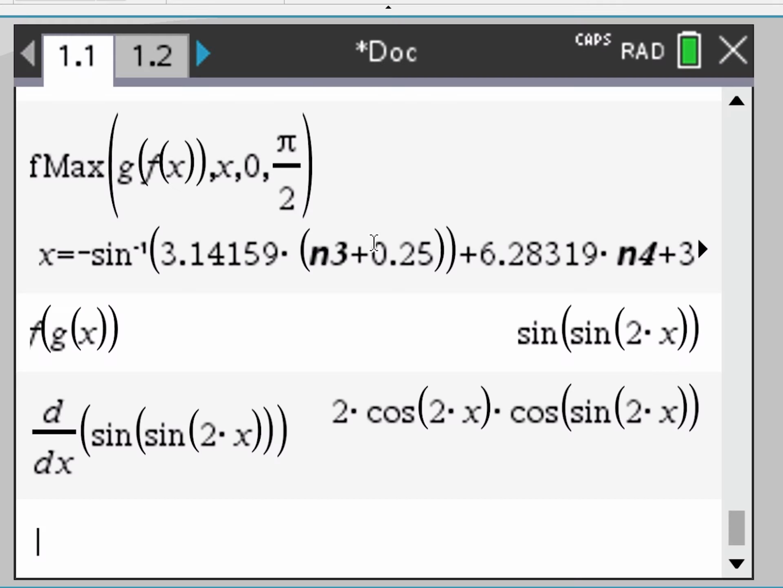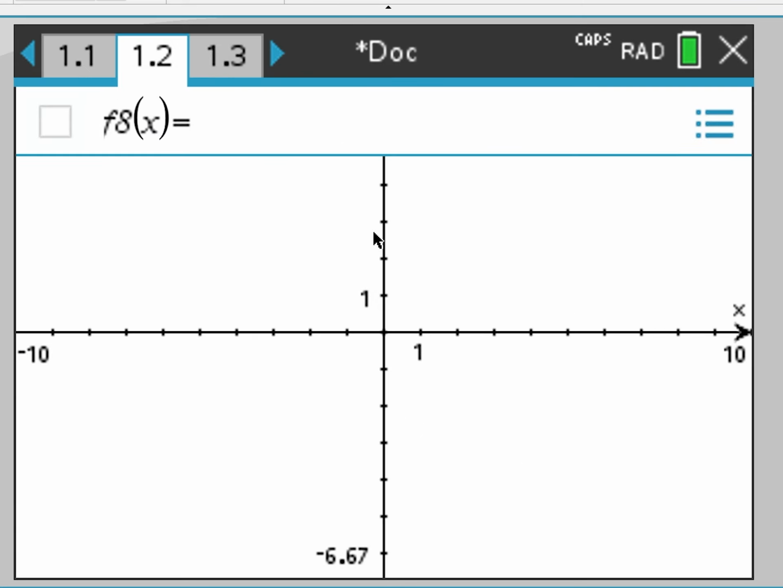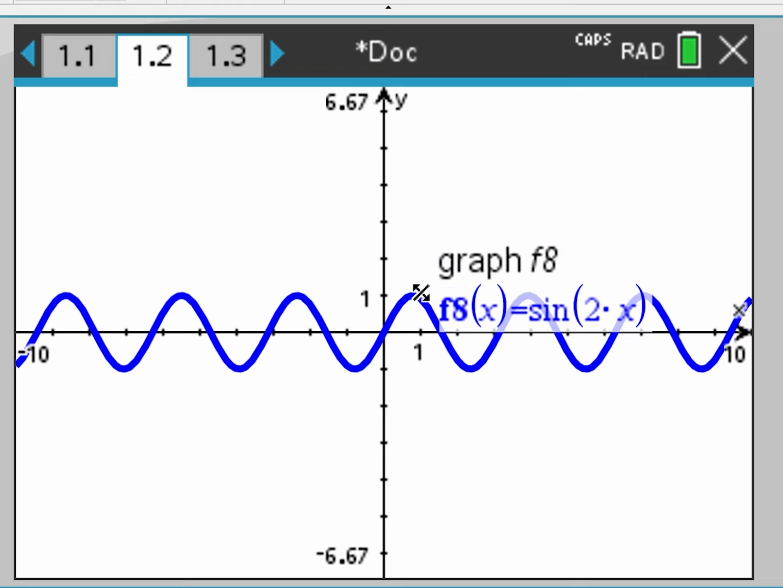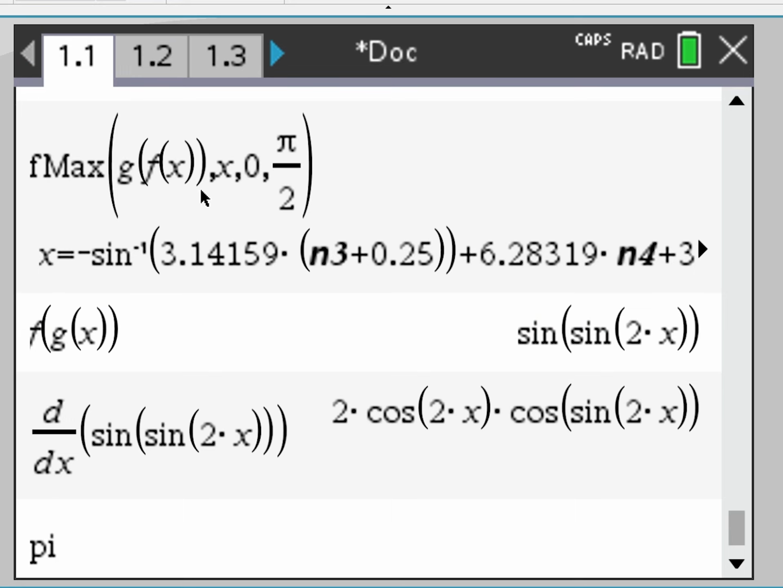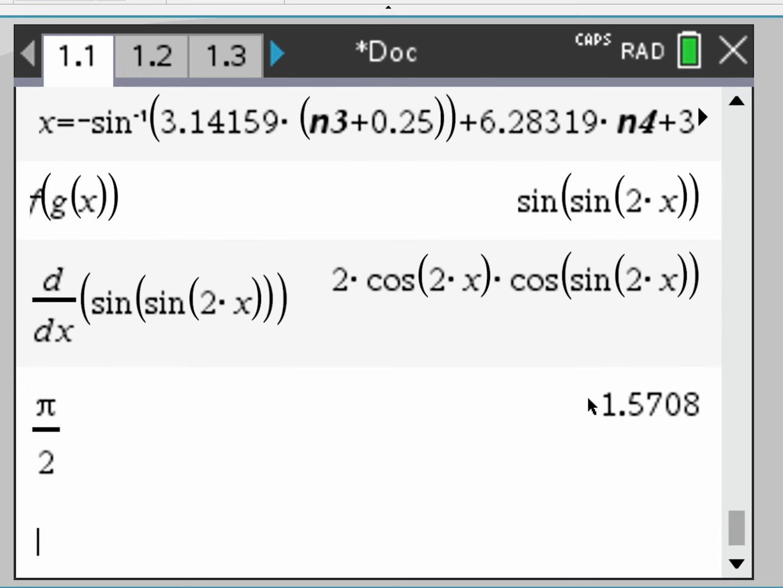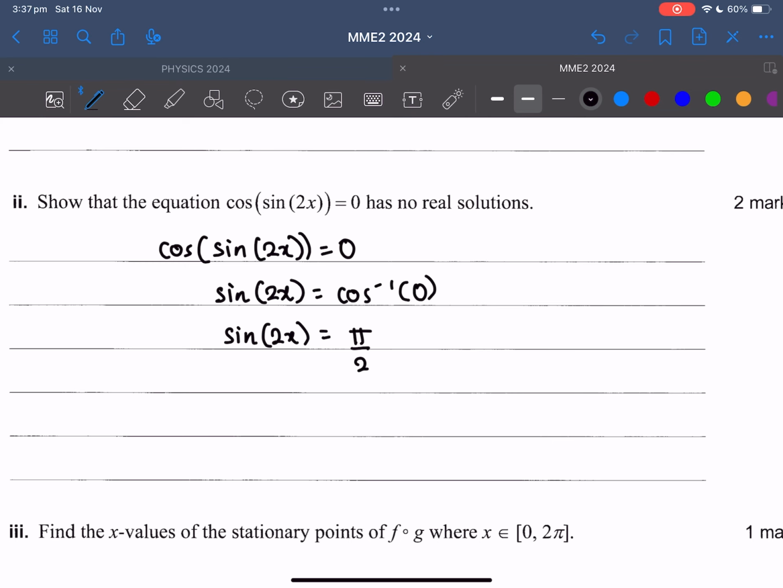Yeah, okay, that makes sense, because if I were to graph a sine function, you can see that the range is just between 1 and -1 here, right? And because pi on 2 is bigger than 1, of course it's going to have no solutions, because the range is not good enough.